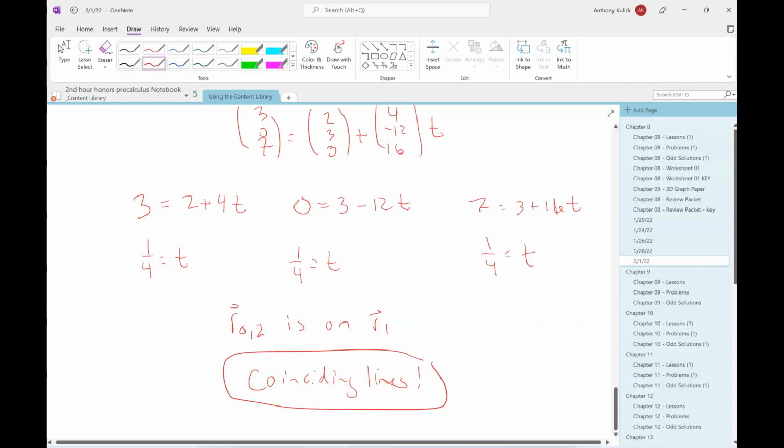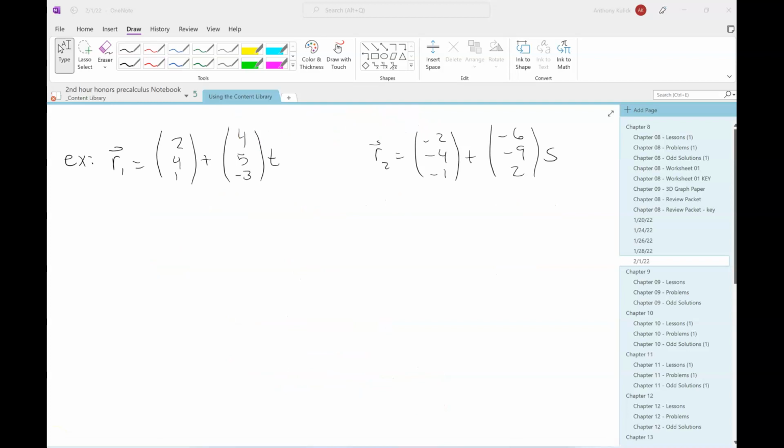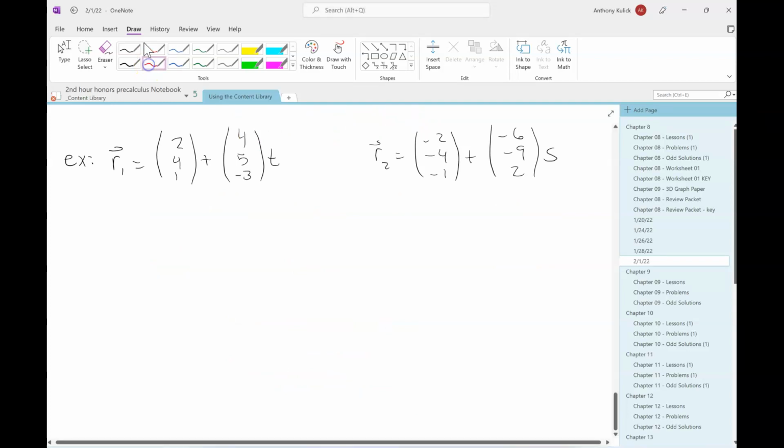And we're done. Let's do another example. Okay, so here we're going to check for the two vector line equations. R1 is (2, 4, 1) plus t(4, 5, -3). And vector line equation 2, R2, is (-2, -4, -1) plus s(-6, -9, 2).